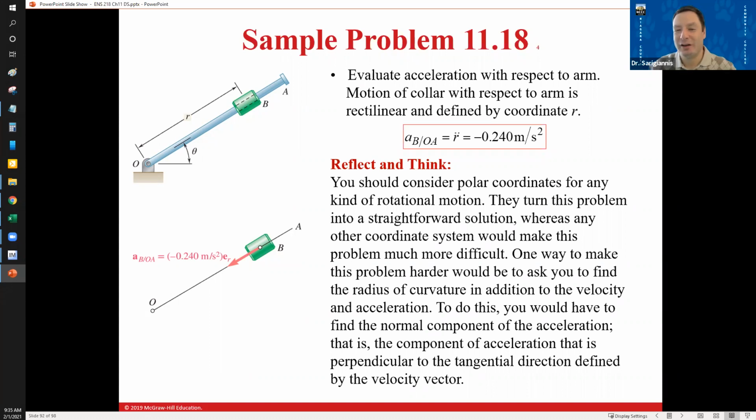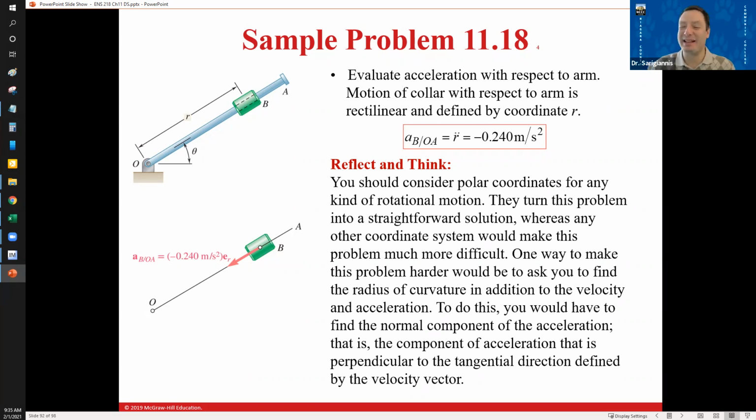So what's the summary here? Any type of rotational motion is where you should consider polar coordinates and see if they make sense. It makes it a fairly straightforward problem. Straightforward in the sense that you already have the equations, you just have to drop things into those components.